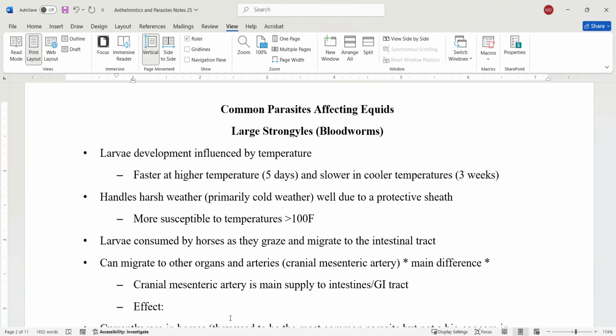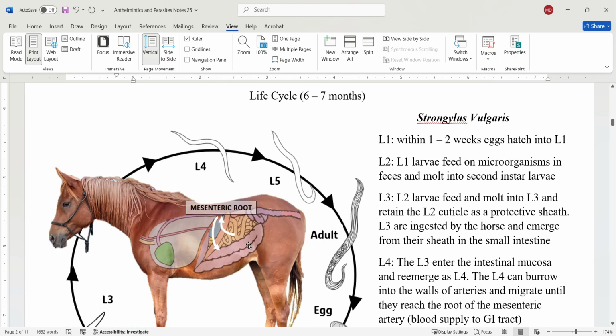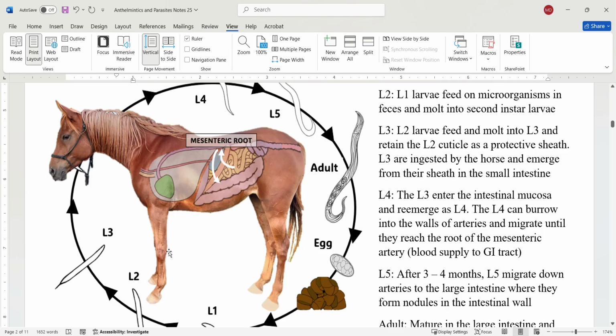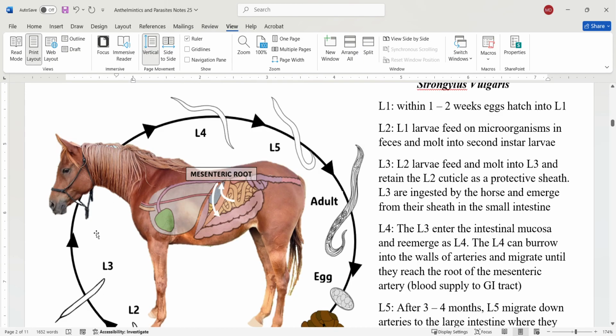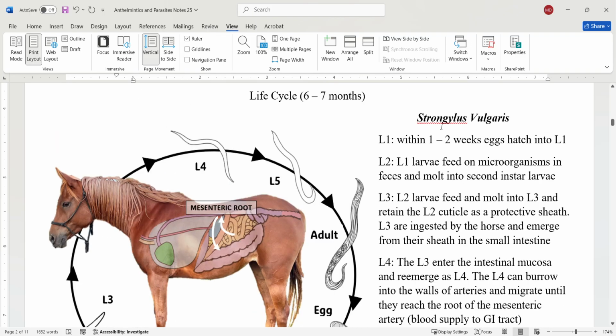What happens is these larvae are passed in the feces, and they're consumed by horses as they graze. Then they migrate to the GI tract. Looking down here, we have the life cycle of this parasite, and it develops into different stages of larva. At the L3 stage, it becomes infective and is consumed, and then it goes to the L4 stage, where it's going to migrate for our Strongylus vulgaris.